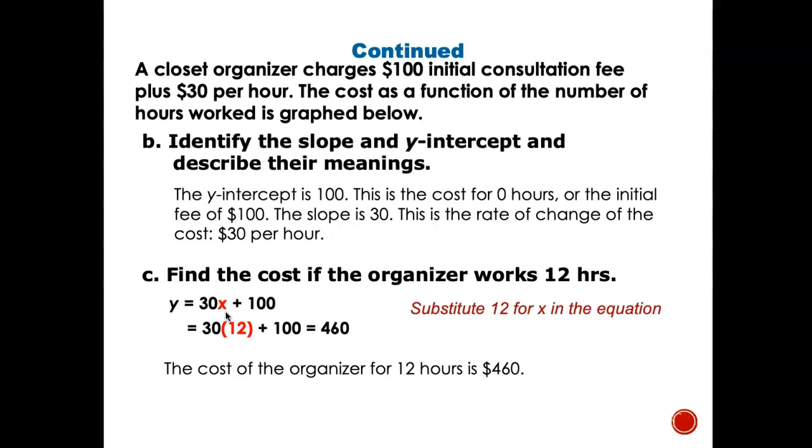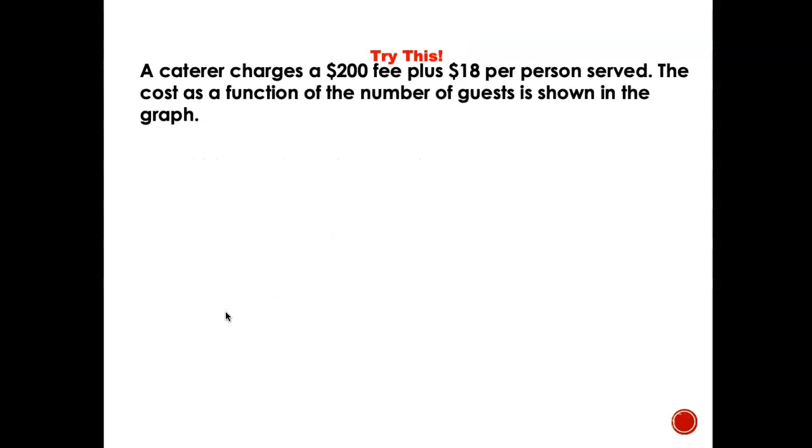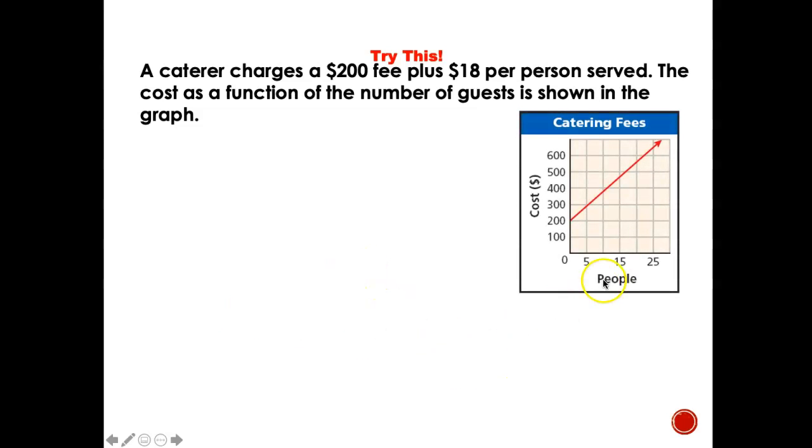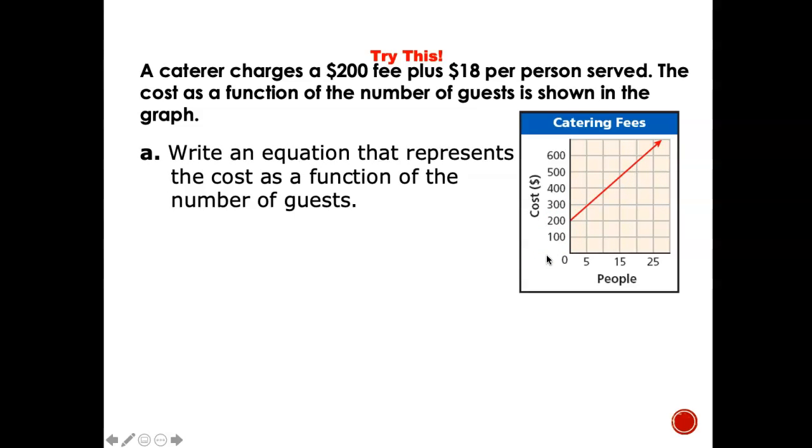Let's have another example before you get started with your own work. This time it's a caterer that charges $200 at the beginning, and then you add $18 per person that is served with food. The cost graph will be here at the right side. So we are going to now write the equation. Let's look at what we know right away.